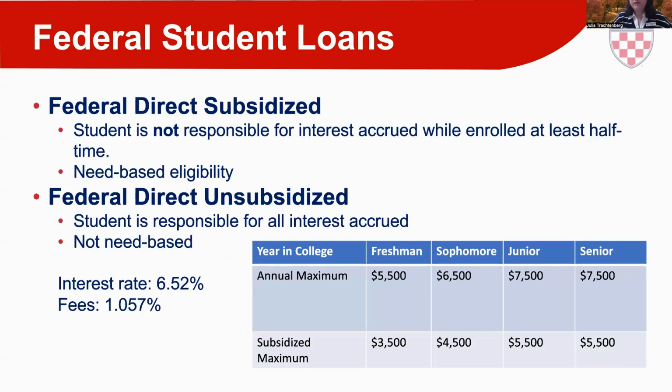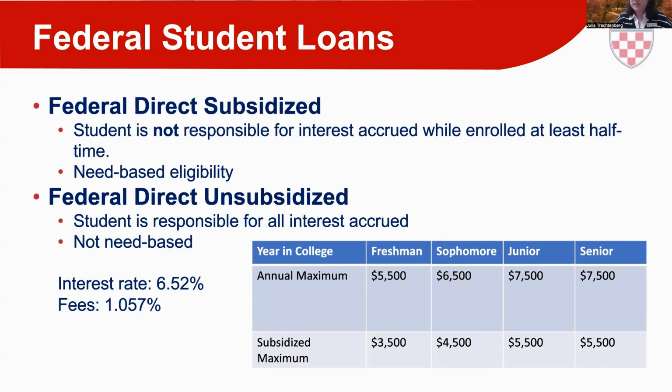Moving on to federal student loans. So there are two main types of federal student loans, the subsidized and the unsubsidized loan. And you may have one or both of these in your financial aid package. The main difference is that for the direct subsidized loan, the student is not responsible for the interest that accrues while they're enrolled at least half time in school. The unsubsidized loan, the student is responsible for interest that accrues from the time that they take out that loan. So from the time that they start school and that loan disperses to their account.